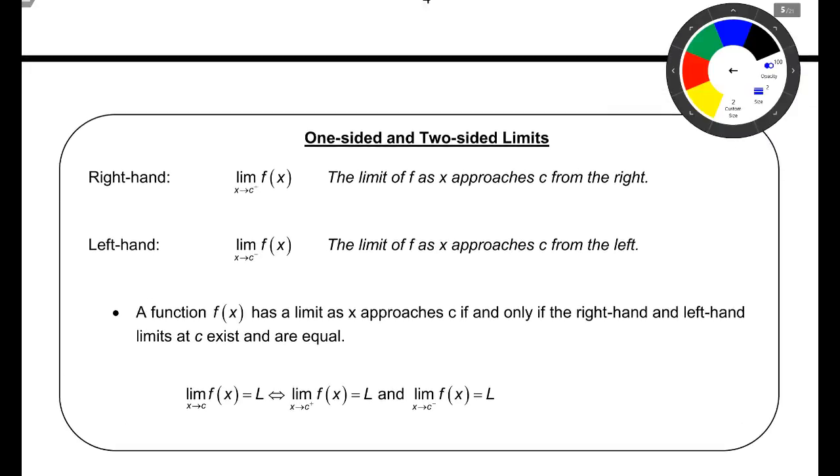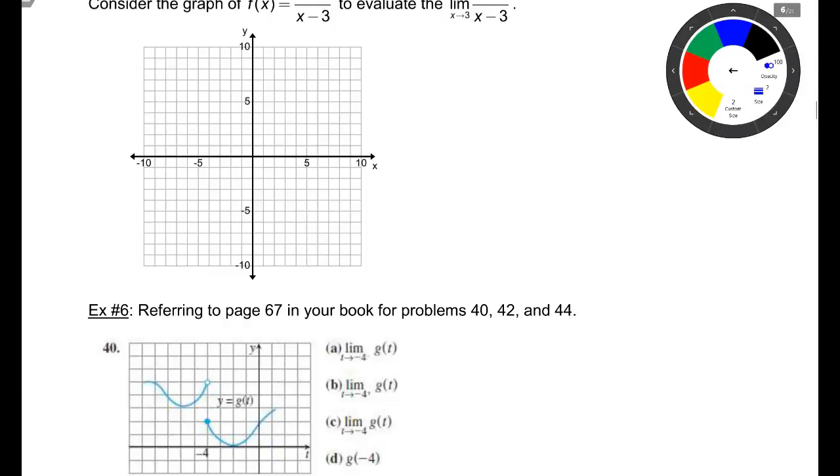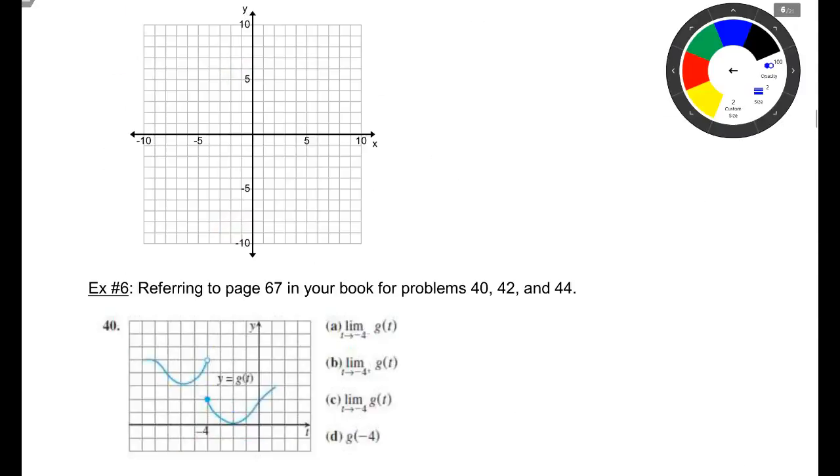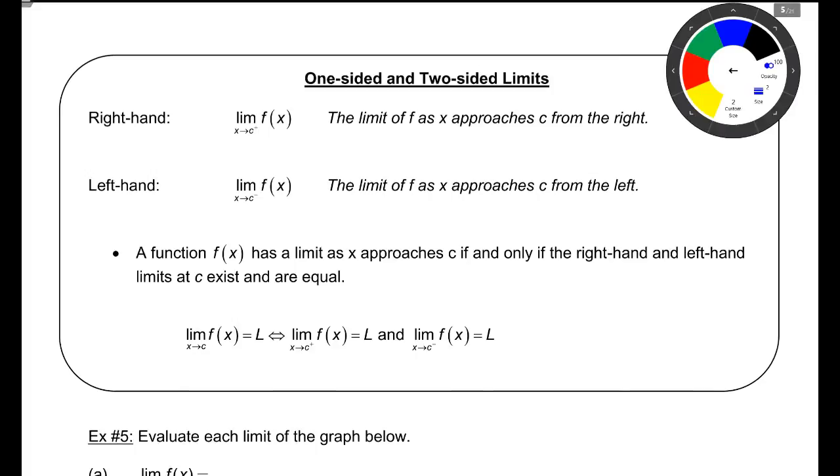Okay, 1 and 2-sided limits. Let me just see how much more we have. Okay, so let's go through these 2 pages and then we'll do a quick little break and then we'll do 2.2.